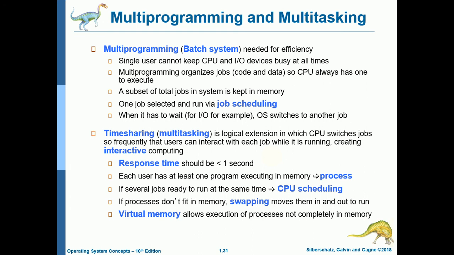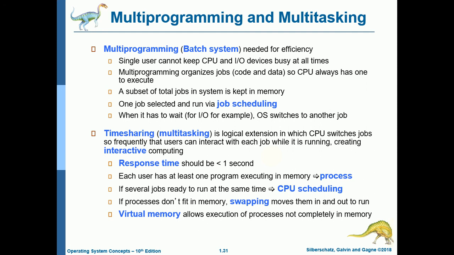Okay, next we have multiprogramming and multitasking. So for multiprogramming or batch system, it is needed for efficiency. Multiprogramming means you're giving commands to a computer in which commands are entered into files and the files are executed without any human interaction. And then the batch system is done in groups.